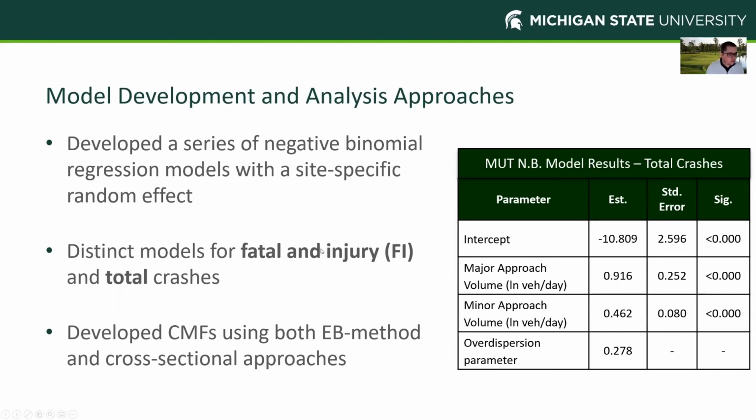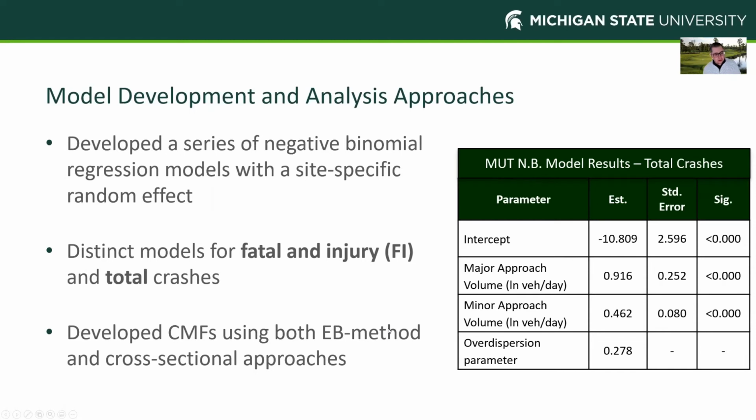Developed distinct models for fatal injury and total crashes. So just a quick example of one on the right here. Don't want to get too bogged down into showing you a bunch of model results, but this is a model that I developed for the MUT site, so the after period data only, and total crashes. So each of them are kind of set up like this, where you have the intercept, you have the major approach volume in terms of the natural log of vehicles per day, same thing for the minor approach, and then our overdispersion parameter.